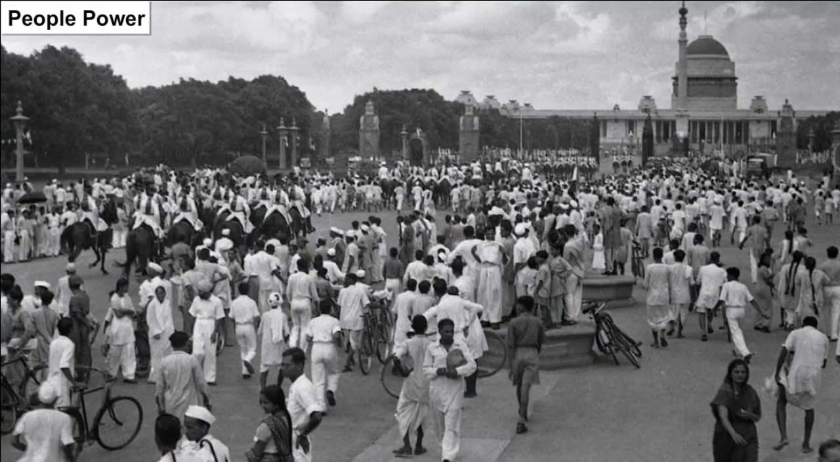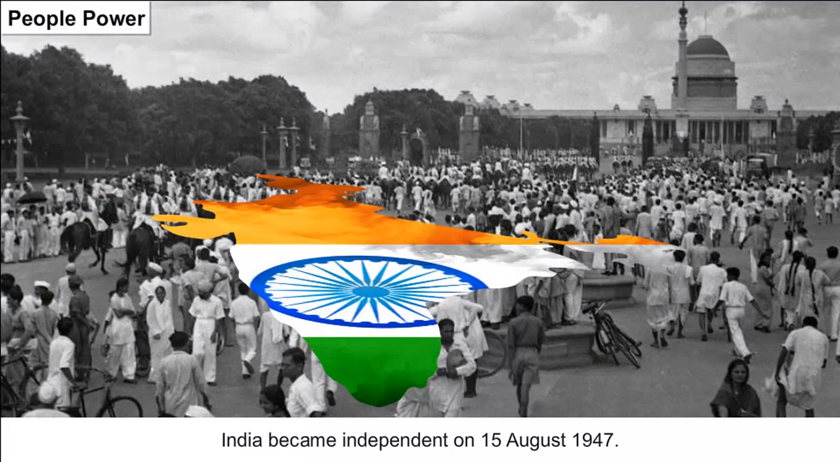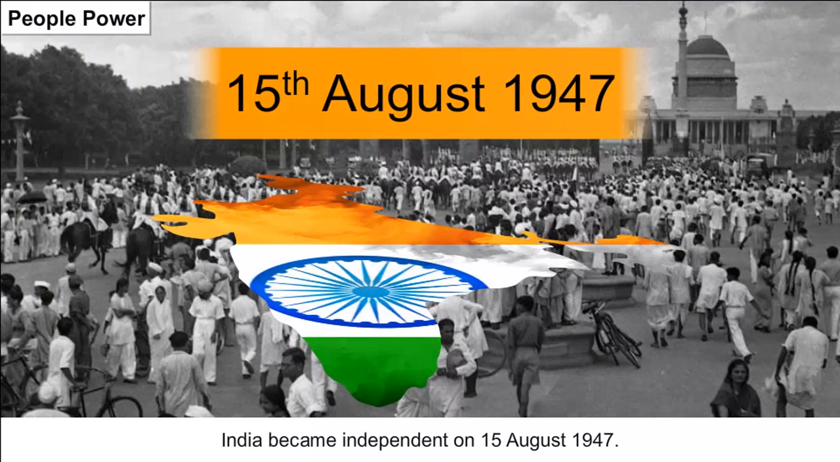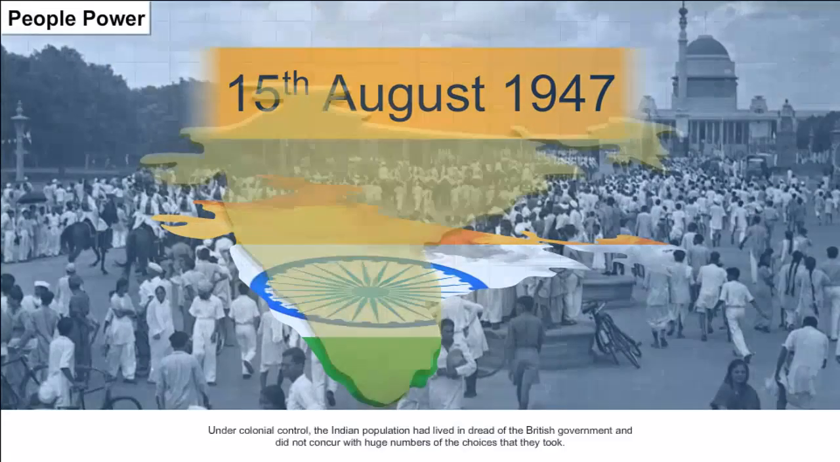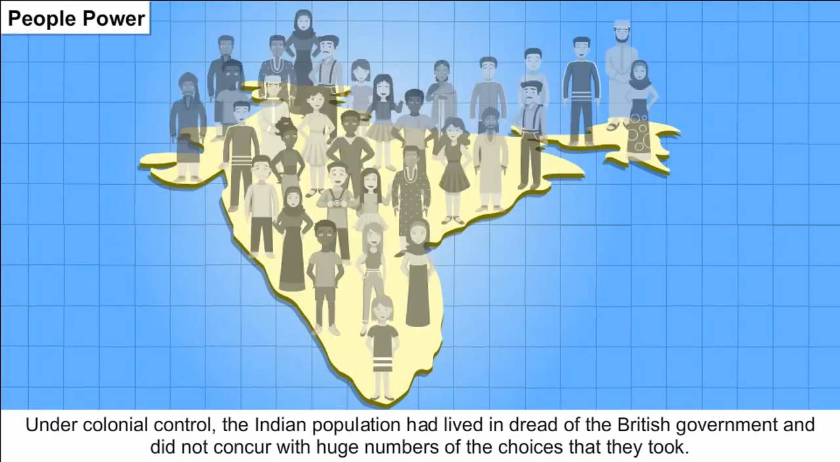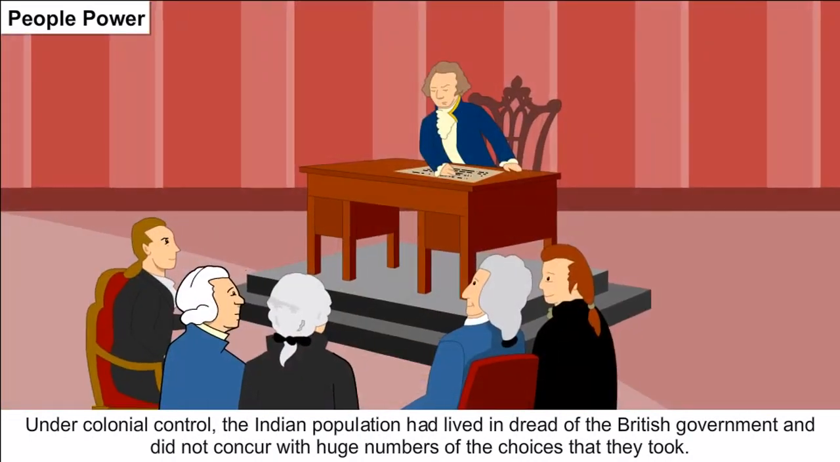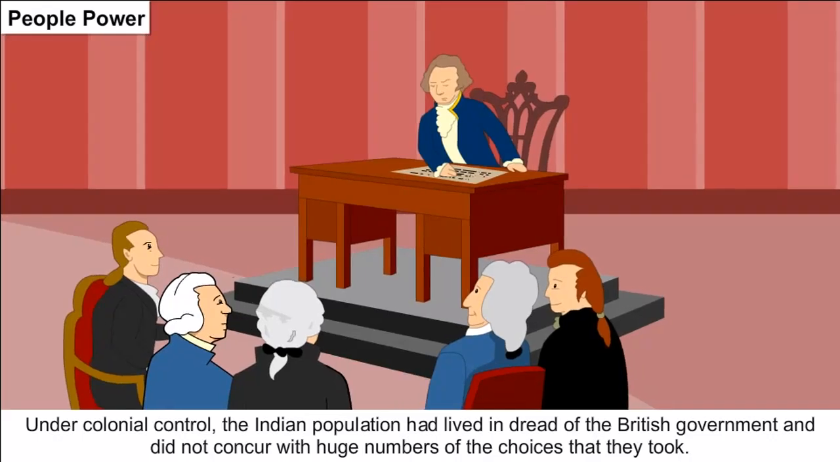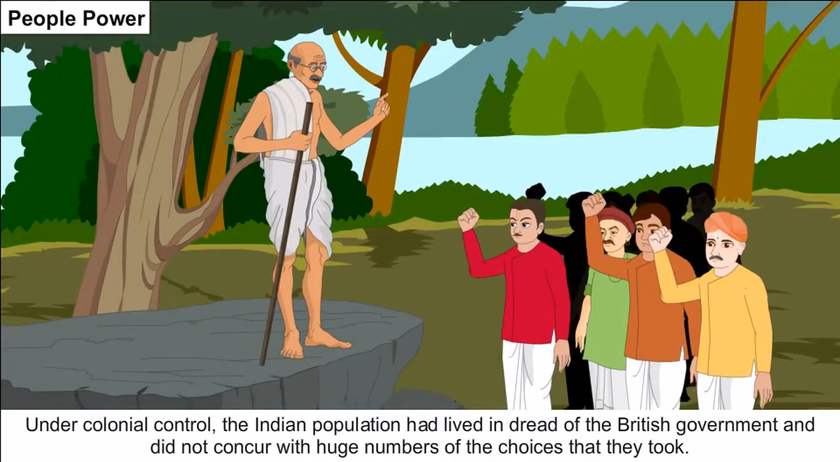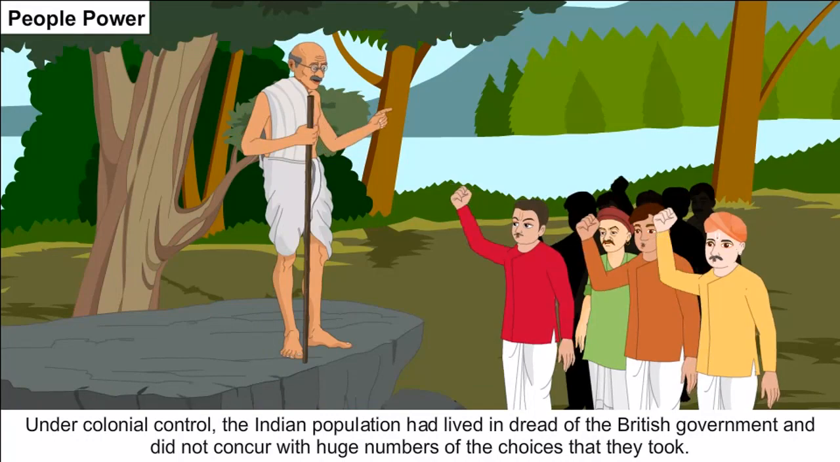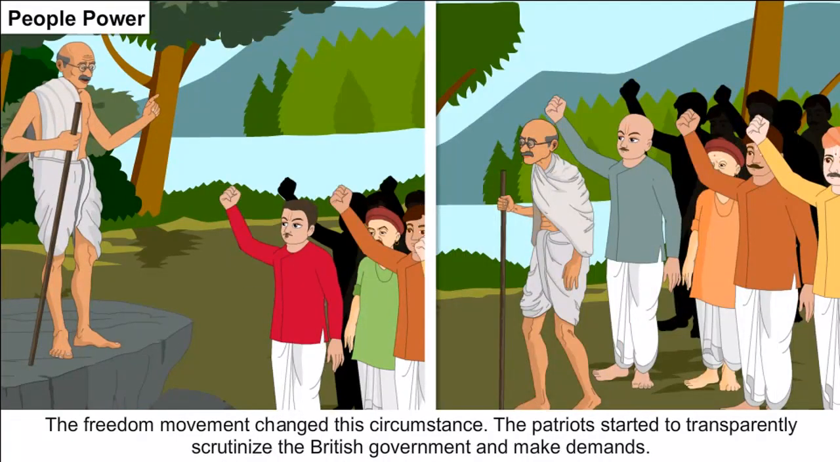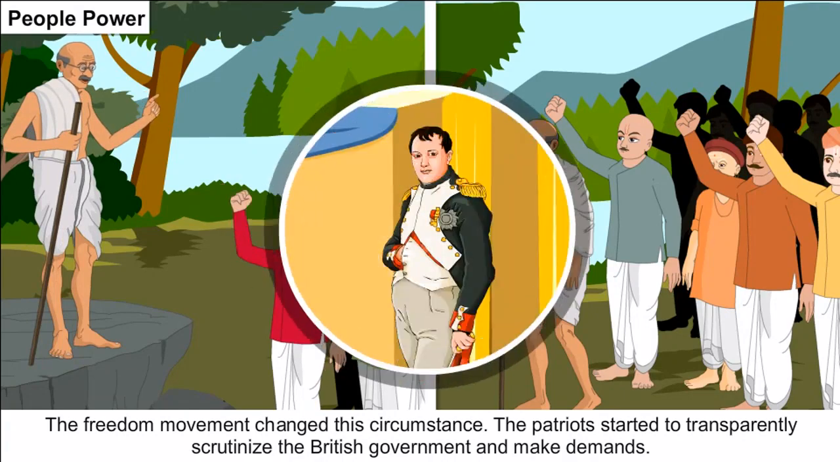People power. India became independent on 15th August 1947. Under colonial control, the Indian population had lived in dread of the British government and did not question many of the choices that they took. The freedom movement changed this circumstance. The patriots started to openly scrutinize the British government and make demands.